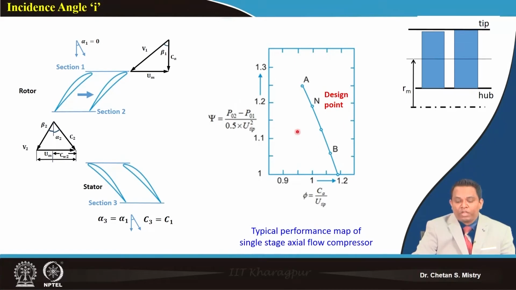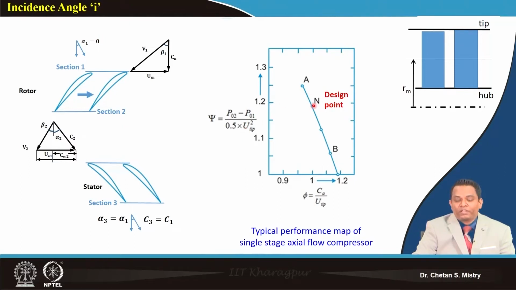Here, this is the performance map for a single stage compressor. On the x-axis we have Ca by U tip; sometimes people also use Ca by U mean. Ca is my axial velocity, and U tip is my peripheral speed at the tip. This is represented against the pressure ratio or pressure rise coefficient, which we define as outlet pressure minus inlet pressure divided by half rho U squared.